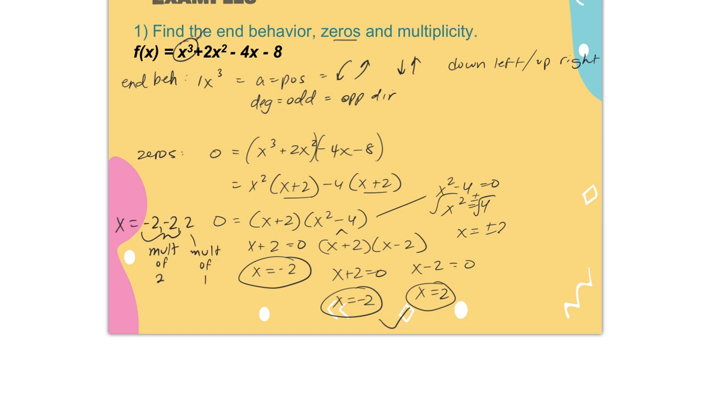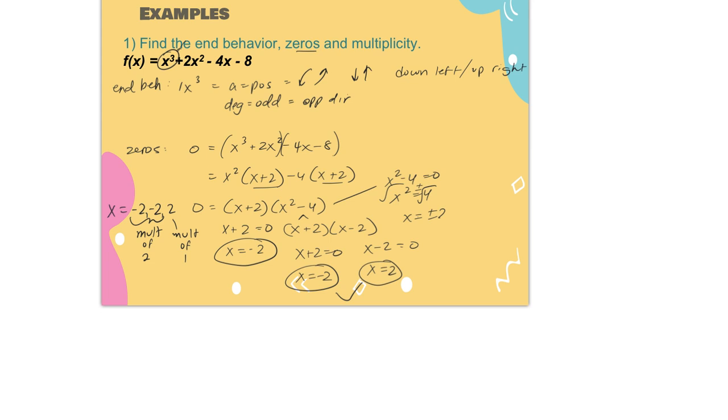So how does this all translate to a graph? Let me kind of give you a rough idea. Here's my graph, right? My zeros, remember that my zeros are my real x-intercepts. And so I know that I'm going to go through at -2, and I'm going to go through at +2. So I know I'm going to cross at -2. I'm going to cross at +2, okay? My end behavior is going to be, again, remember, down on the left and up on the right.